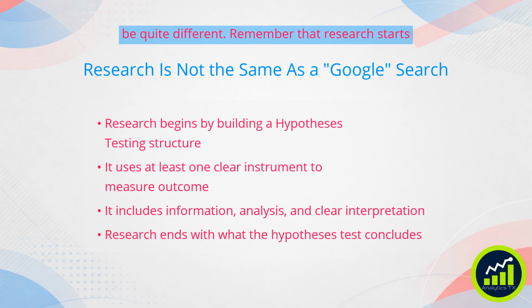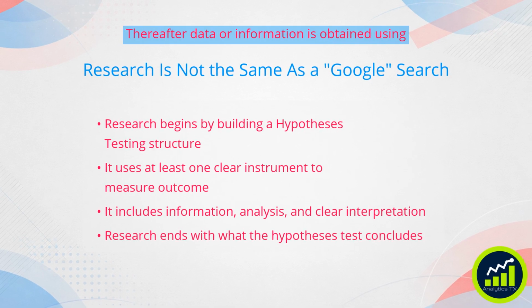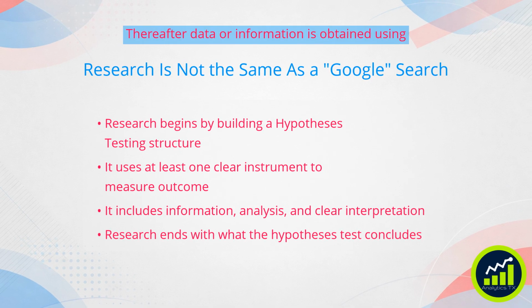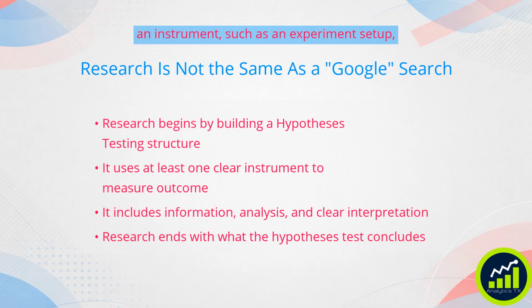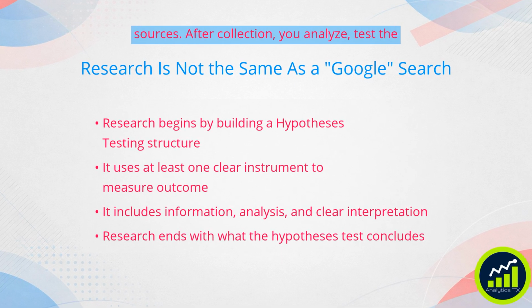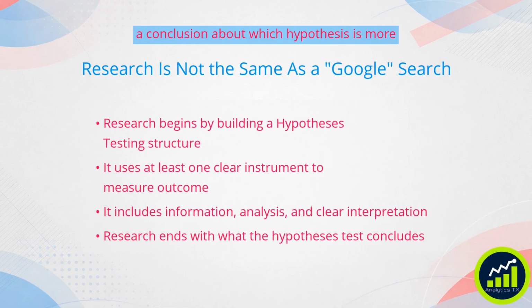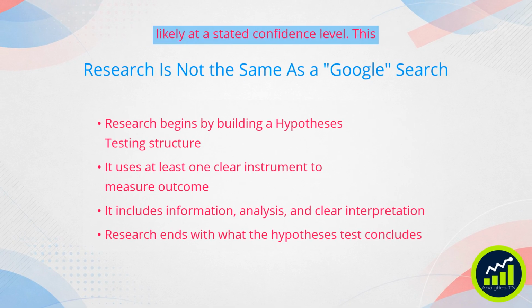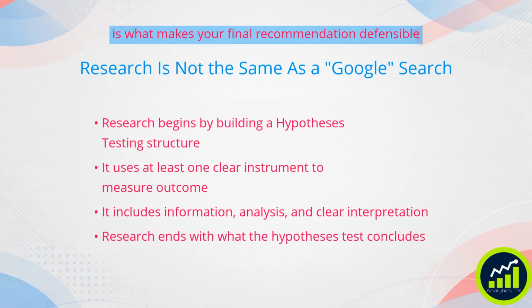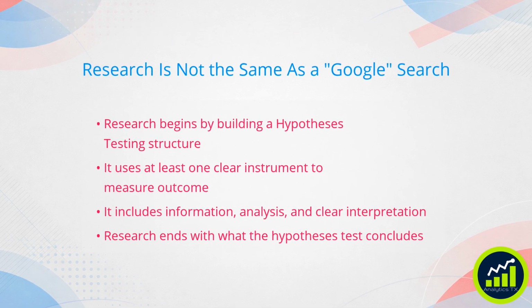Remember that research starts with defined null and alternative hypotheses first. Thereafter, data or information is obtained using an instrument, such as an experiment setup, a survey, observation, or existing data from sources. After collection, you analyze, test the hypotheses, and interpret results. This then forms a conclusion about which hypothesis is more likely at a stated confidence level. This is what makes your final recommendation defensible and reliable.